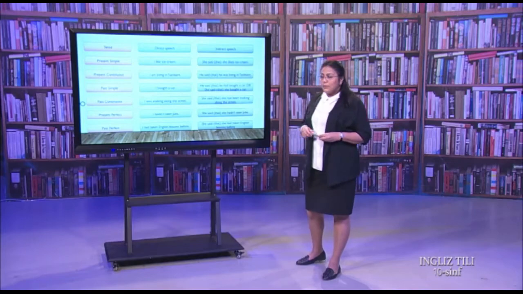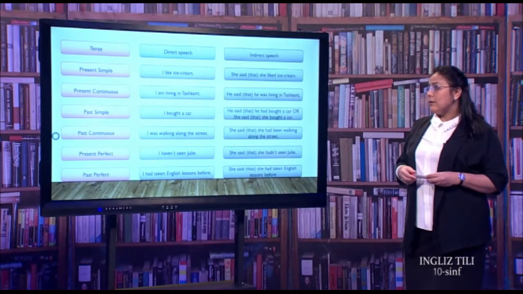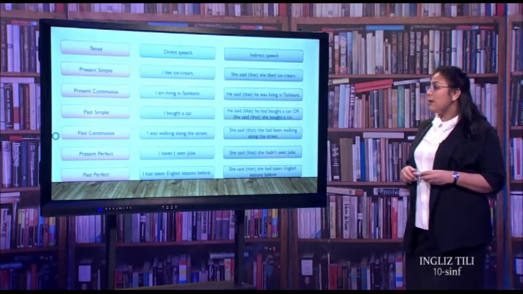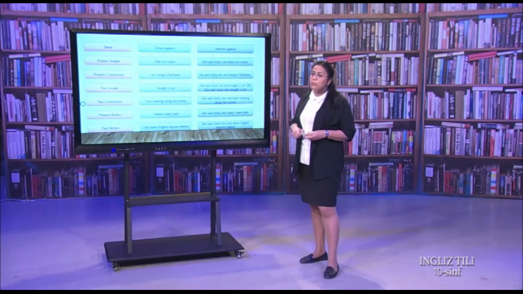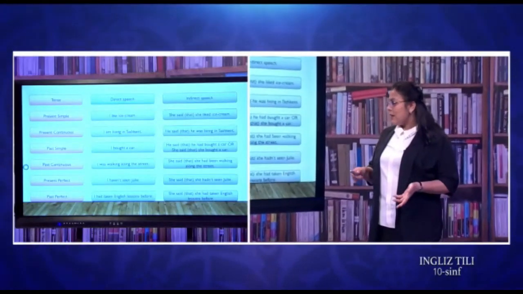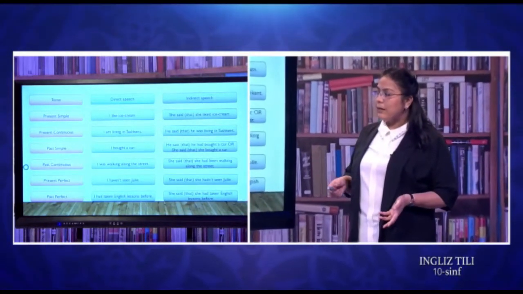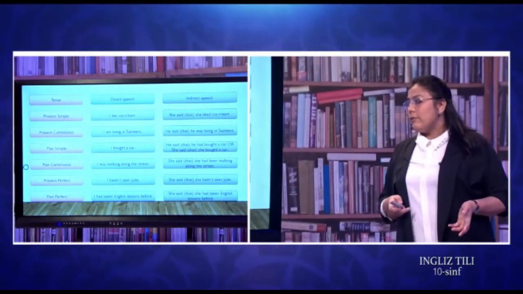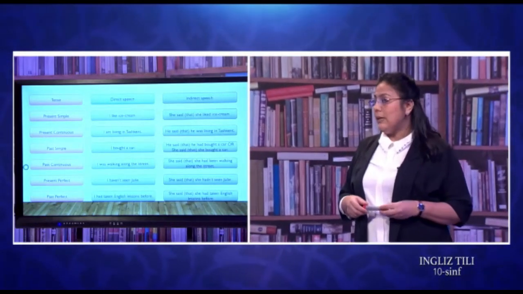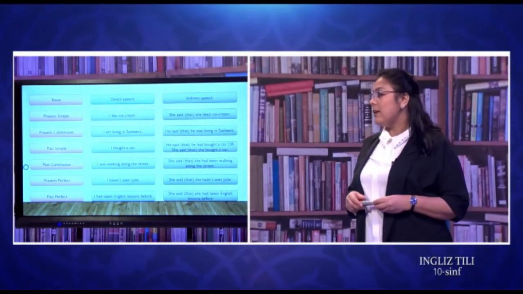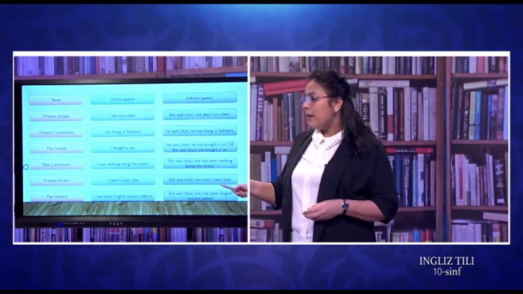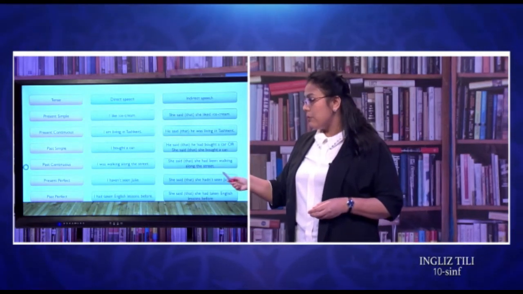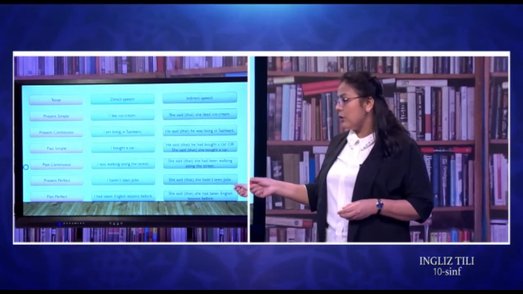Fourth one, past continuous. If we are making a sentence in a past form, such as "I was walking along the street," this sentence we should change into past perfect continuous tense. It sounds like this: "She said she had been walking along the street." Next is present perfect. If we make sentences in present perfect tense, then it is changed into past perfect tense. "I haven't seen Julie." And if we change it into reported speech, "She said she hadn't seen Julie."